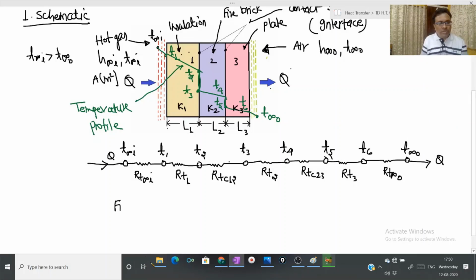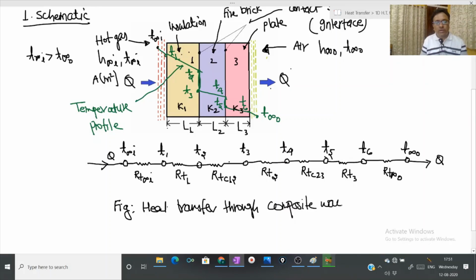So let us give some title to this figure. I can say heat transfer through composite wall with thermal contact resistance.